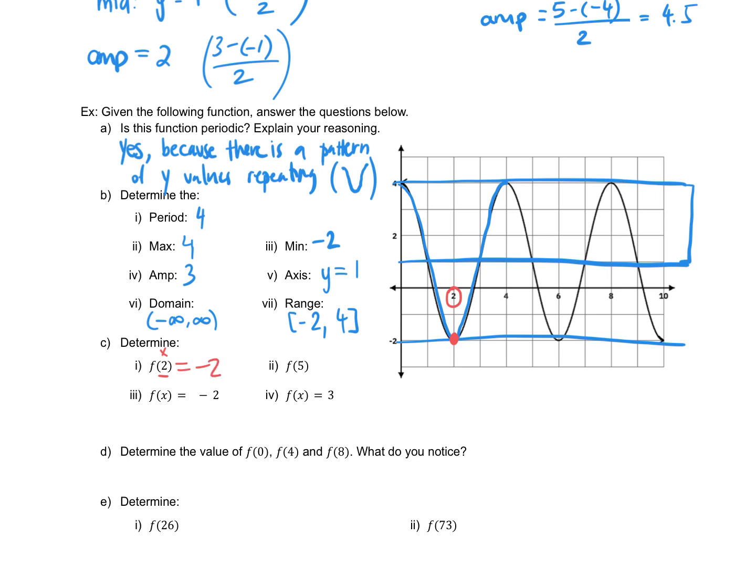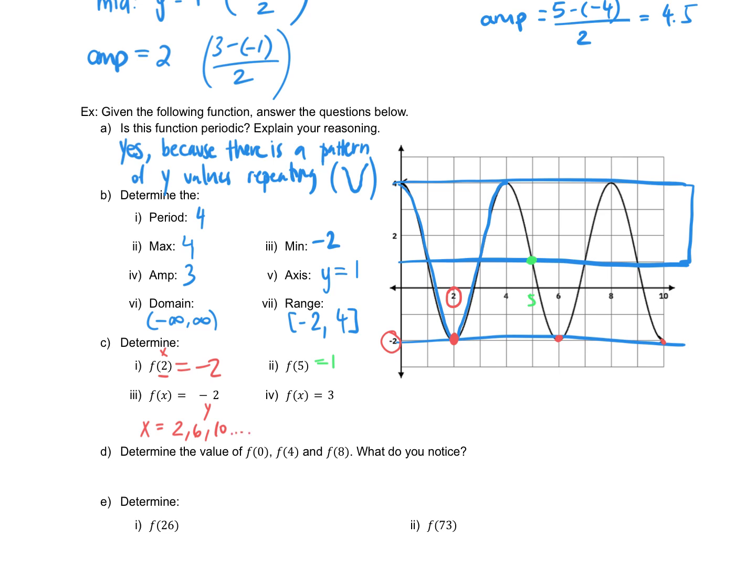F at 5, well, 5 is here. Here's the point on the function. That's equal to 1. Now, f at x equals negative 2. Now we're being given the y value. So I go to negative 2 on my y-axis, and if I look across, there's actually quite a few values. We have 2, we have 6, we have 10. So I'm going to list the ones that are given to me, but it does continue forever.